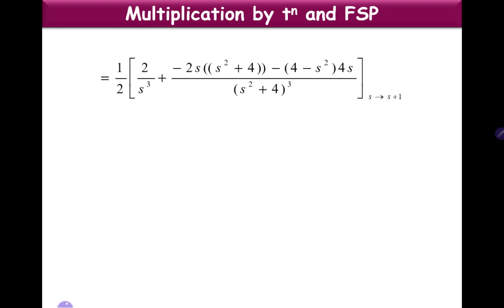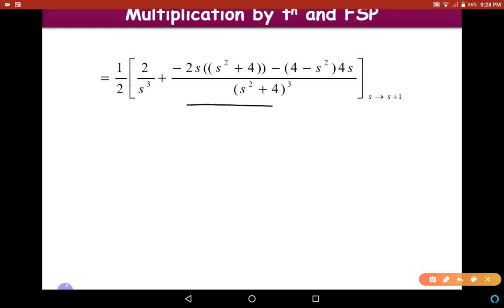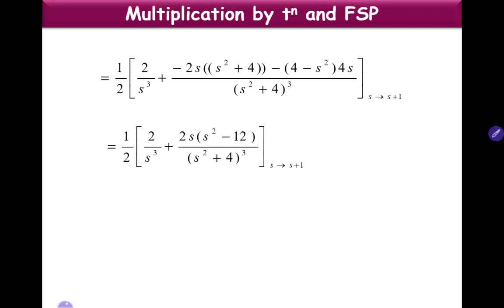So that gives 1 by 2 times 2 by s cube, plus cancelling 1 s square plus 1 in the second term. In this term, if we cancel 1 s square plus 1, we will get this. And now if we multiply and simplify, that gives 1 by 2 times 2 by s cube plus 2s into s square minus 12 by s square plus 4 whole cube.